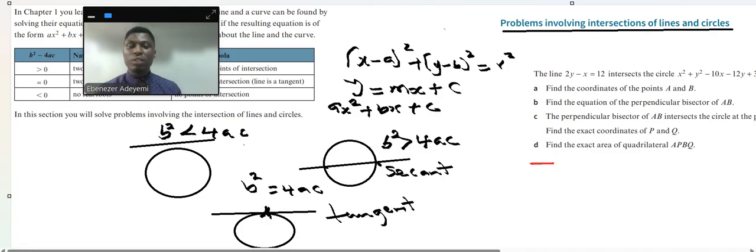And I told you that you will solve the two equations simultaneously using the substitution method. You substitute the linear equation into the circle equation. Then, if your b squared is less than 4ac, that means the straight line did not touch the circle. But if your b squared equals 4ac, that means it's a tangent to the circle, meaning that it touches the circle at a point. But if b squared is greater than 4ac, it's a secant. It touches the circle at 2 points, and you can calculate the coordinates of the 2 points. Come, let's look at the question together.